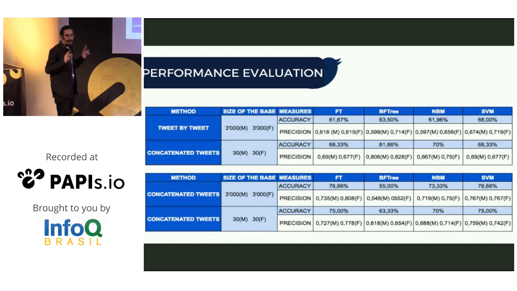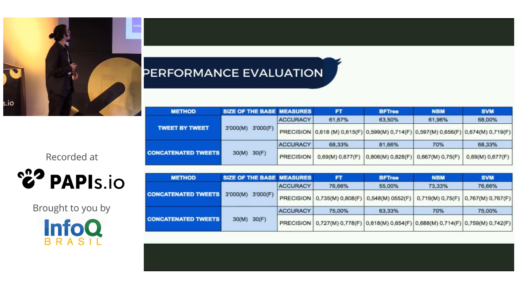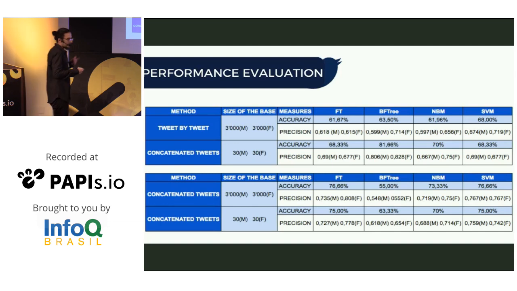Remember, please, that those are tweets that don't give gender-specific cues. So it's pretty amazing that we achieved this kind of rate of accuracy. For example, using a tweet-by-tweet metric, I use a vector for each tweet. So I end up with 3,000 male tweets and 3,000 female tweets. And then we have a precision using, for example, Naive Bayes of 61% and SVM 68% accuracy.